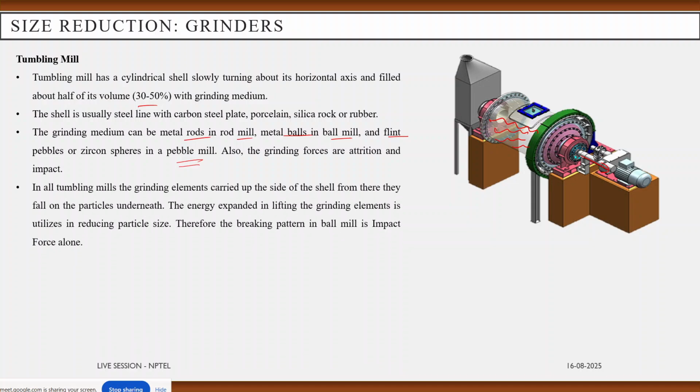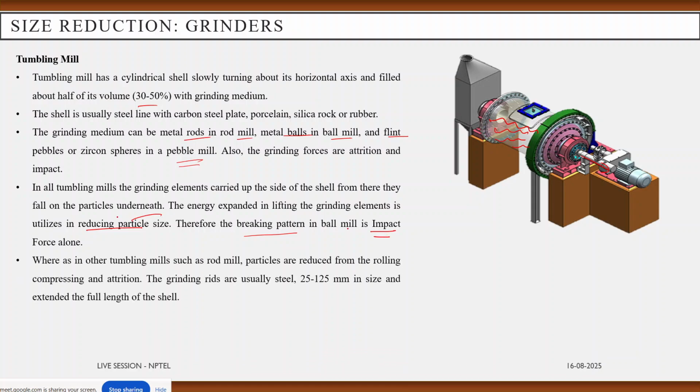So in all kinds of tumbling mills, the grinding elements are carried up the side of the shell. From there, they fall on the particles underneath. So the energy expended in lifting the grinding elements is utilized in reducing the particle size. Therefore, the breaking pattern in the ball mill is always impact force alone, whereas in other tumbling mills such as the rod mill or pebble mill, the particles are reduced by rolling compression as well as attrition.